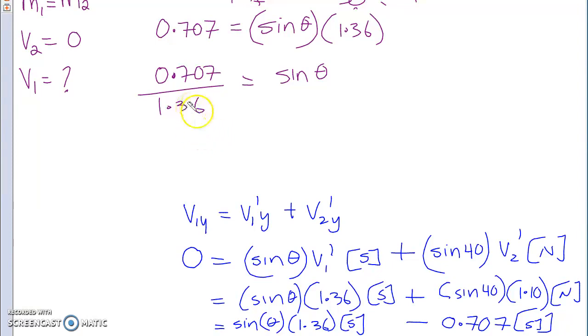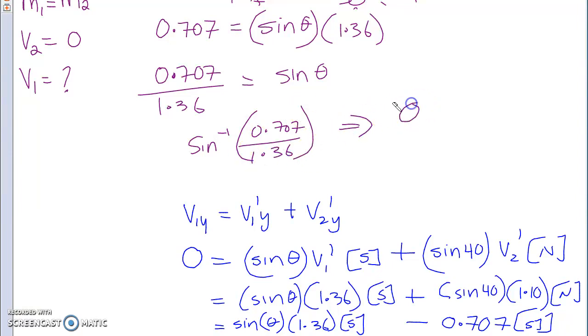Do inverse sine of 0.707 divided by 1.36. And what is your theta? How much? 31 degrees. So it says 31 degrees from the horizon. So this is step one, figuring out my angle. So far so good?